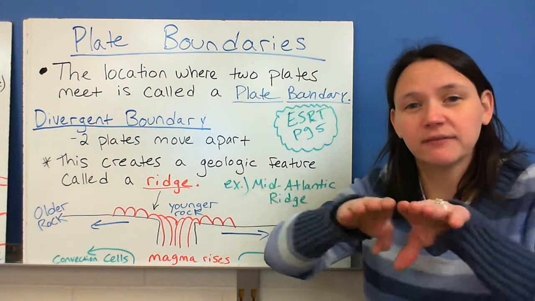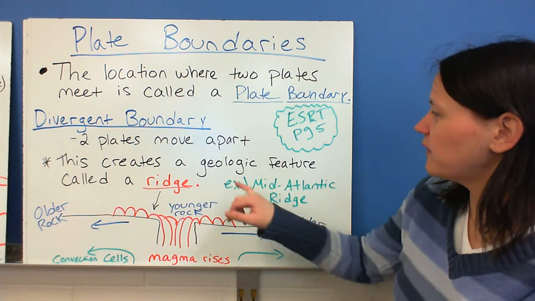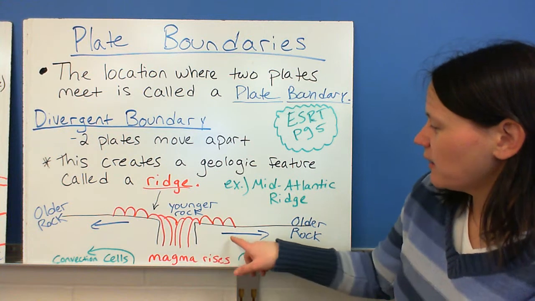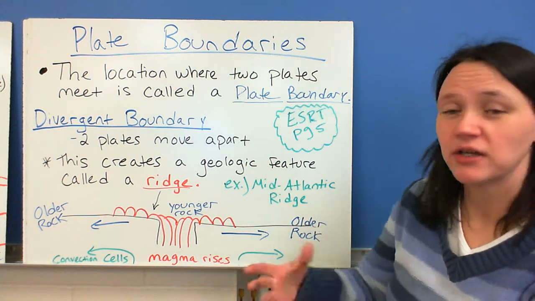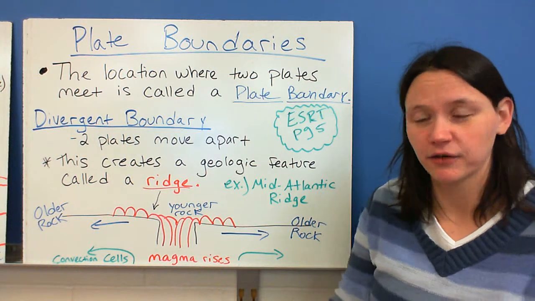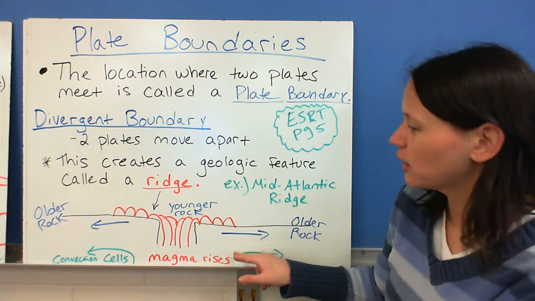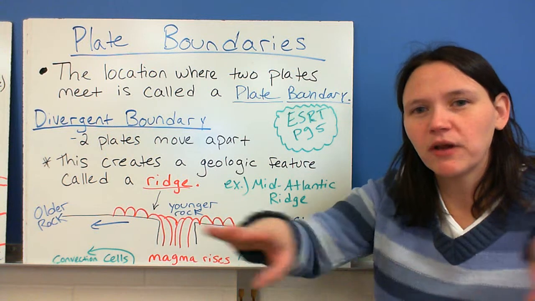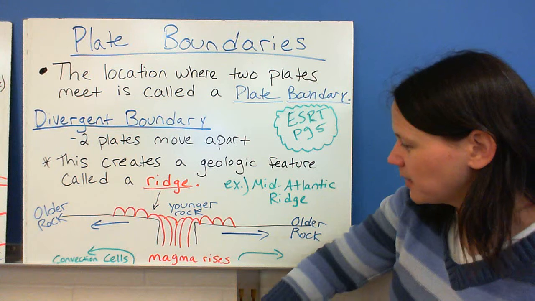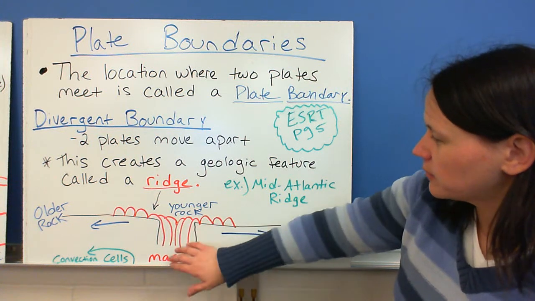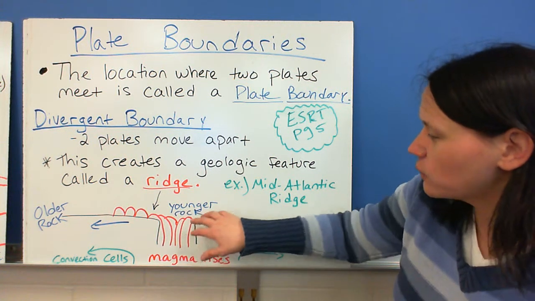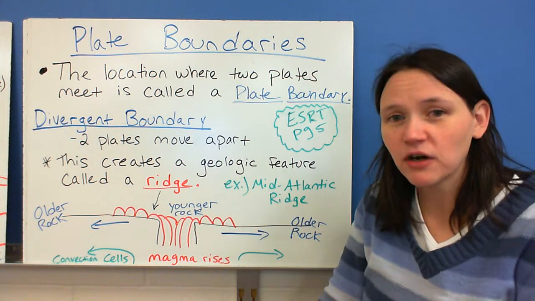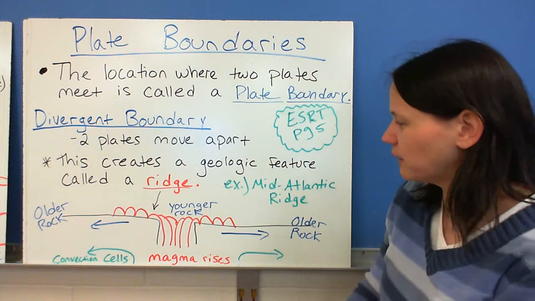They're dividing, diverging. Okay, this creates a geologic feature called a ridge. Okay, so what happens, an example is like the Mid-Atlantic Ridge. It's underneath the middle of the Atlantic Ocean. The two oceanic crusts, or oceanic plates, are dividing. They're moving apart, and that creates this gap where magma rises up. Okay, so as it comes up, it cools on the surface, and it creates these ridges. So ridges are a feature of diverging plate boundaries.